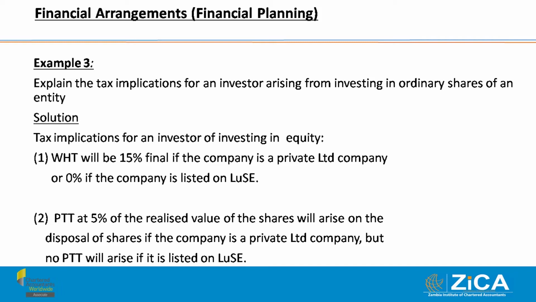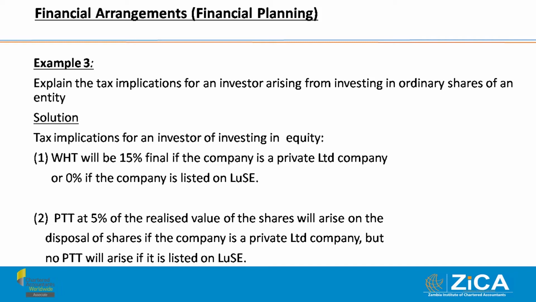So we want to illustrate that by means of this example. Explain the tax implications for an investor arising from investing in ordinary shares of an entity. So, when someone buys ordinary shares of a company, what do they get in return? When someone buys shares in a company, there are two ways they can make income from that investment. Number one, they will be getting the dividends which will be paid to them. Number two, they can sell the shares to another person and make a gain. So even the tax implications will be on those two events.